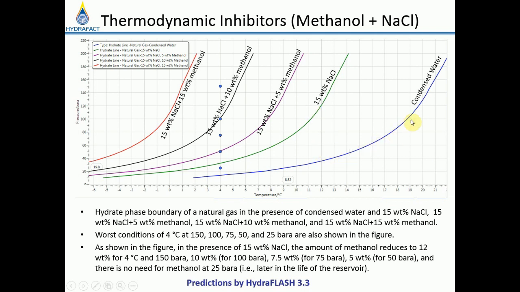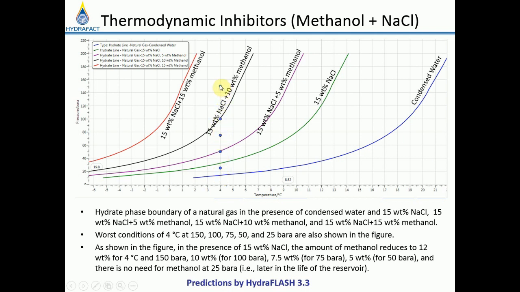This is the hydrate phase boundary for the same natural gas in the presence of condensed water, no salt. Here is 15 weight percent NaCl, here is 15 weight percent NaCl with 5 weight percent methanol, here is 15 weight percent NaCl with 10 weight percent methanol, and here is 15 weight percent NaCl with 15 weight percent methanol. Again, the same operating conditions are plotted here.